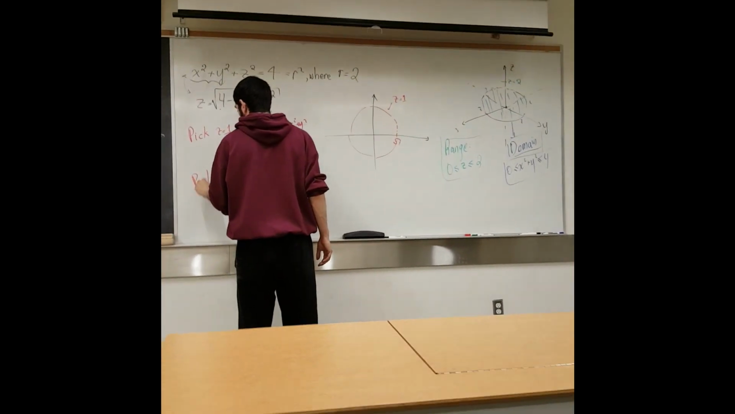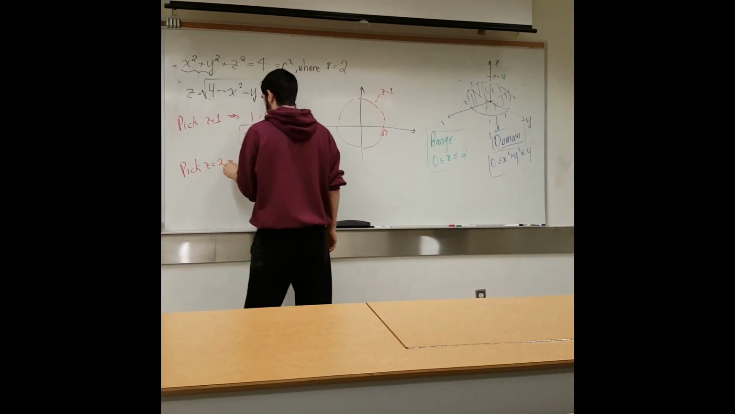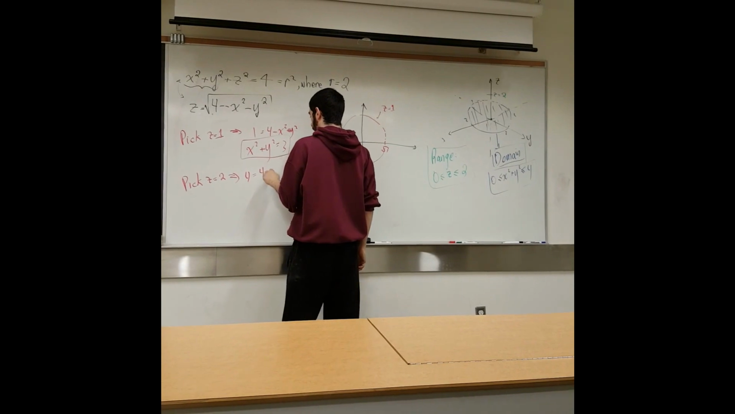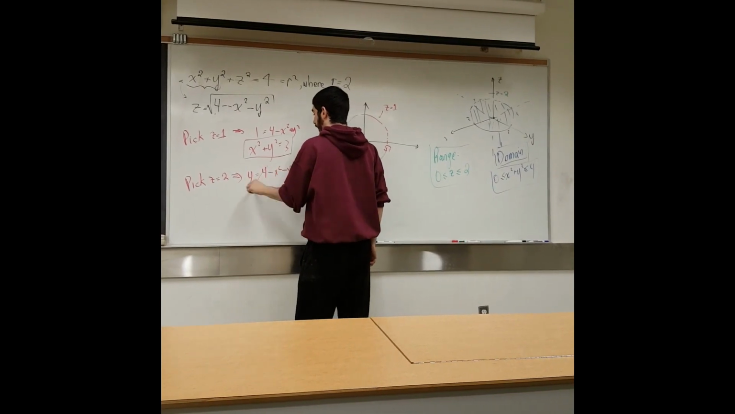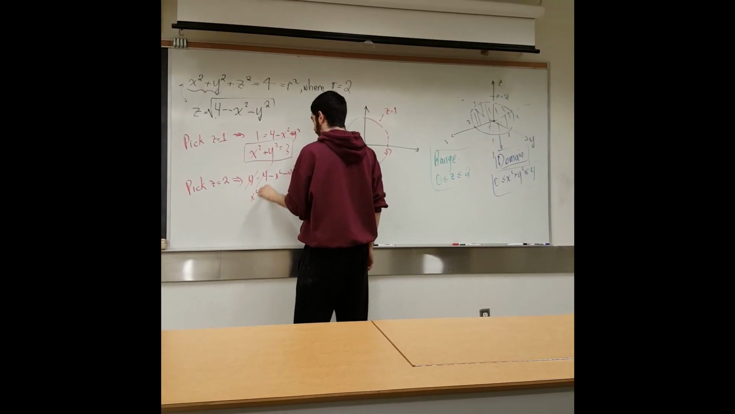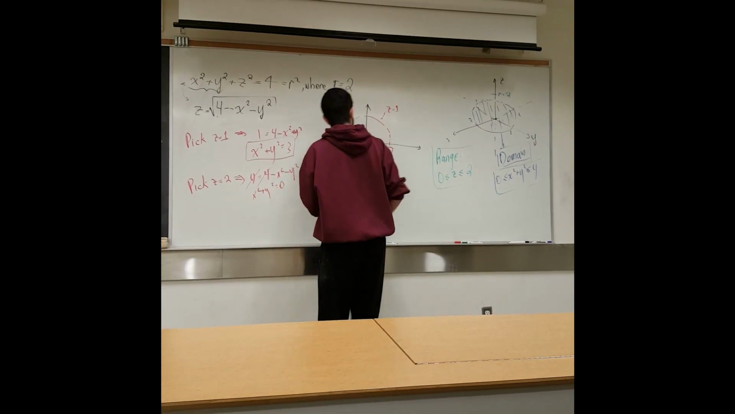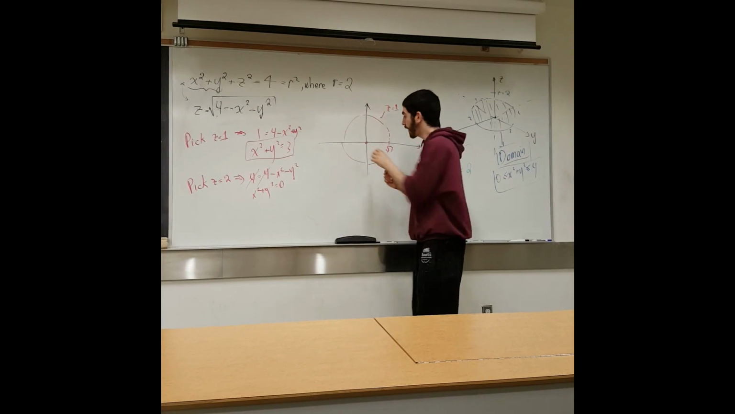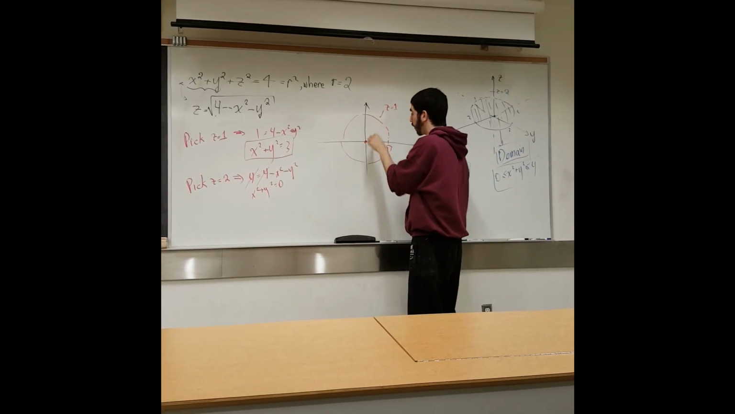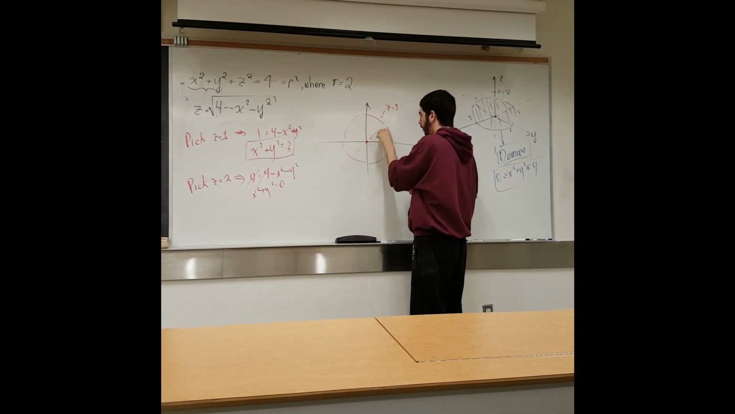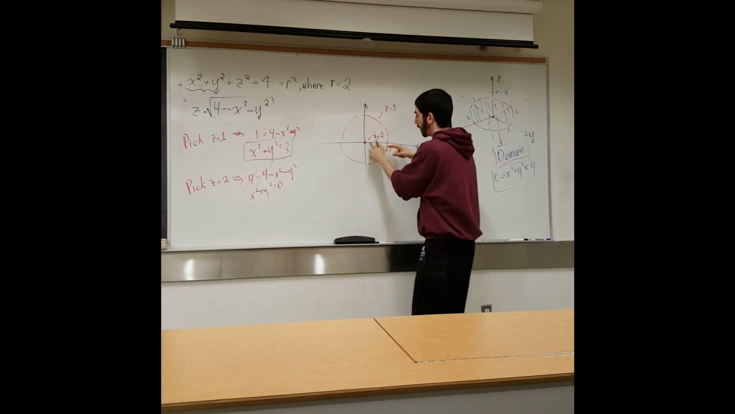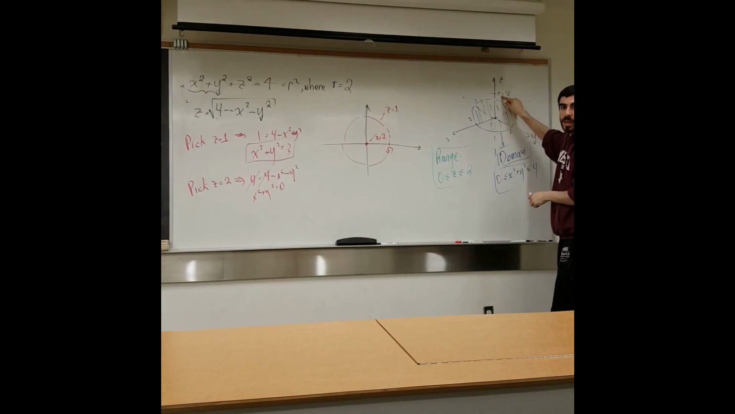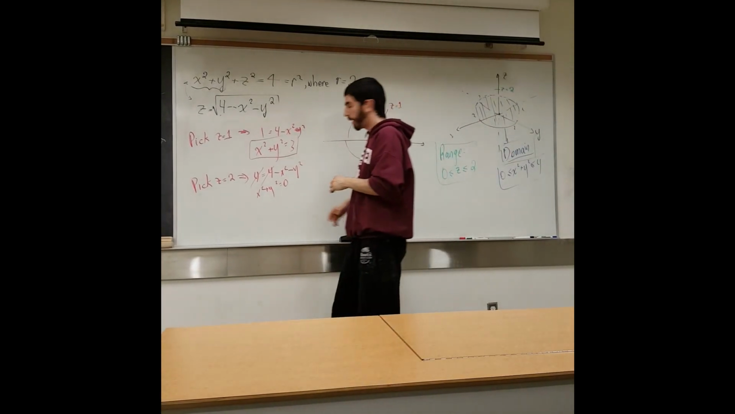Let's pick z equals 2. At z equals 2, what do we get? We get 2, and I'm going to square both sides. We get 4 is equal to 4 minus x squared minus y squared. These go away, and I get x squared plus y squared equal to 0. That's only possible if x and y are both equal to 0. But we knew that already, right? The origin corresponds to z equals 2, which is right here. We're just rehashing the information we already knew.